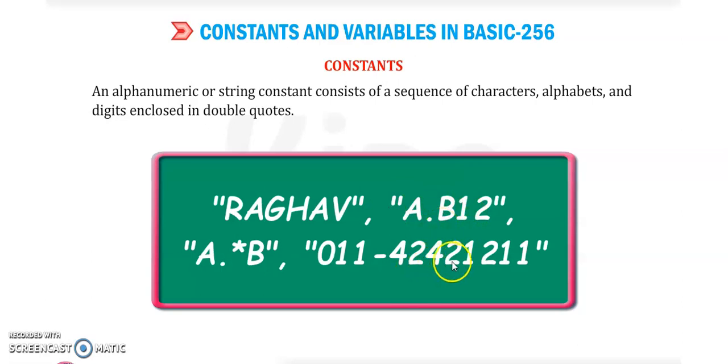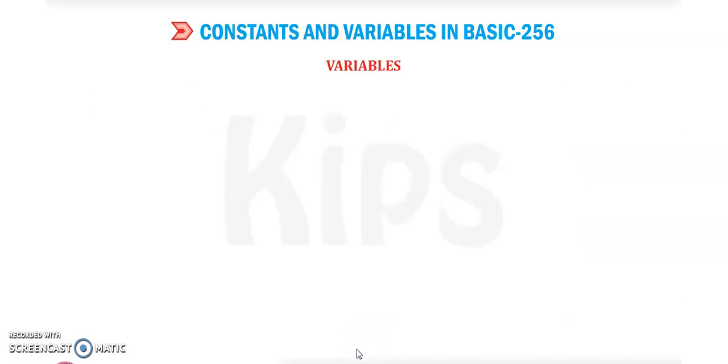All the digits in quotes will make a string, not a number, so we cannot do calculations on that particular string. A point b12 is also a string constant, alphanumeric. A multiply b, if we write this in double quotes, is also a string. All the digits, like a phone number written in double quotes, will make a string constant. So constants have two types, numeric constants and alphanumeric or string constants.